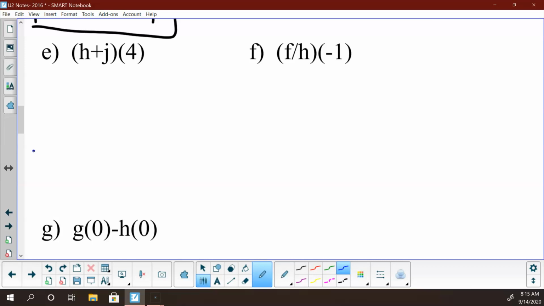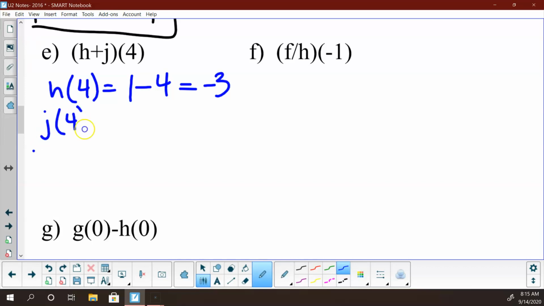So remember, h of x, so we've got h of 4. That function is 1 minus 4, and that just equals negative 3, right? And then we've got j of 4, and that is 1 over 4, and then that's that, right?